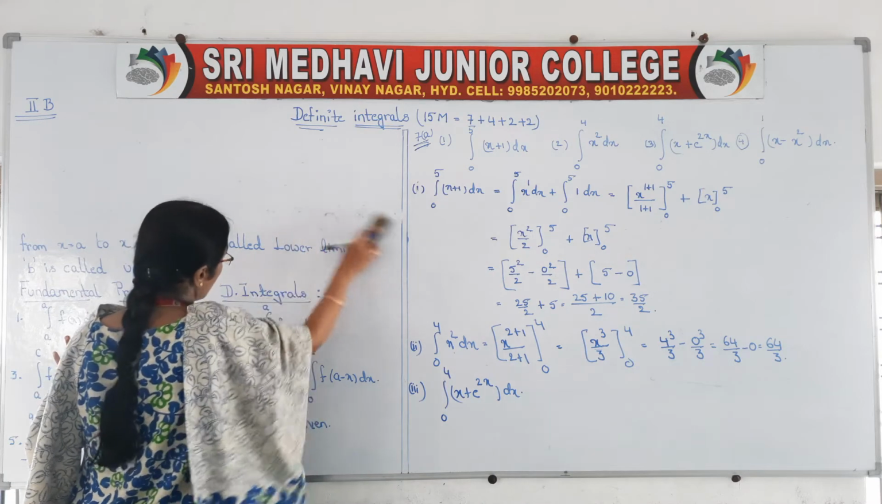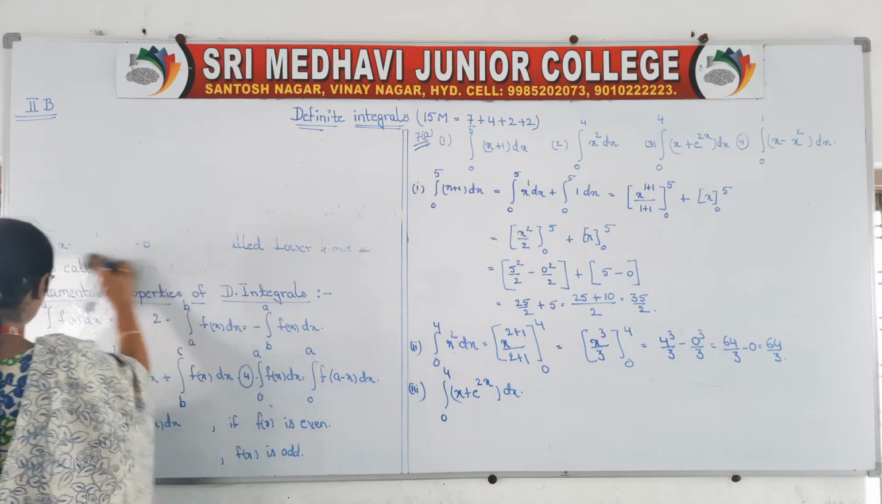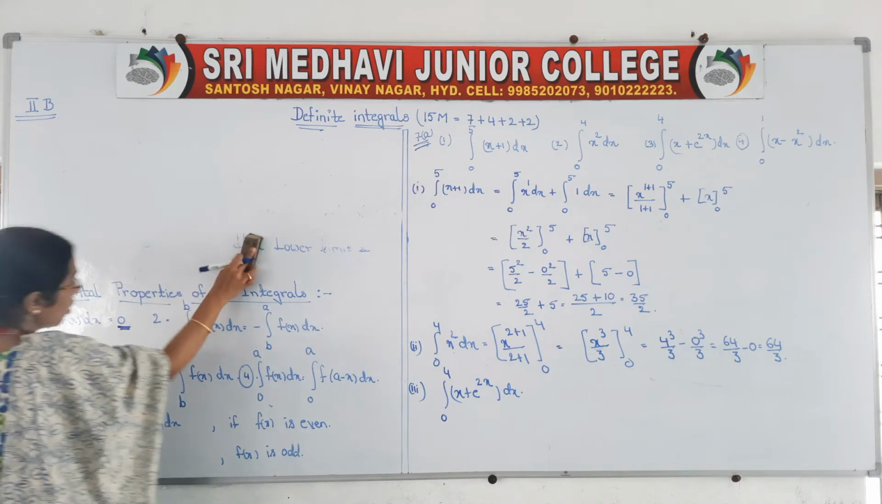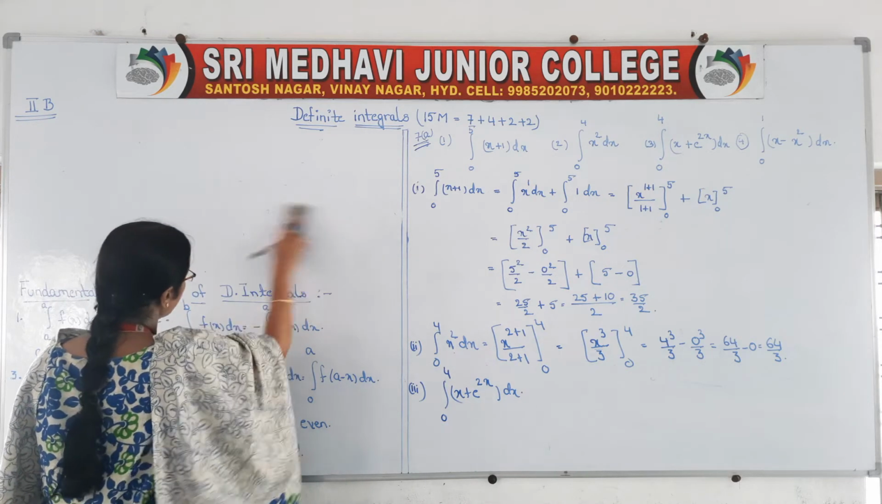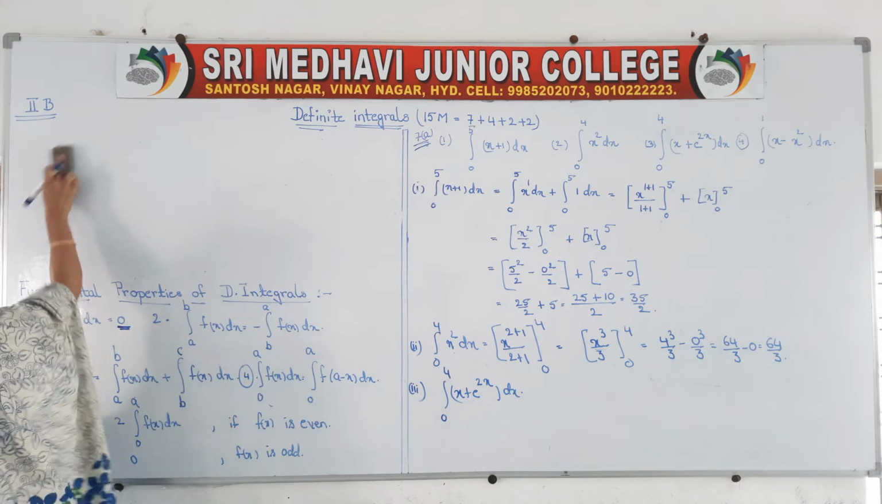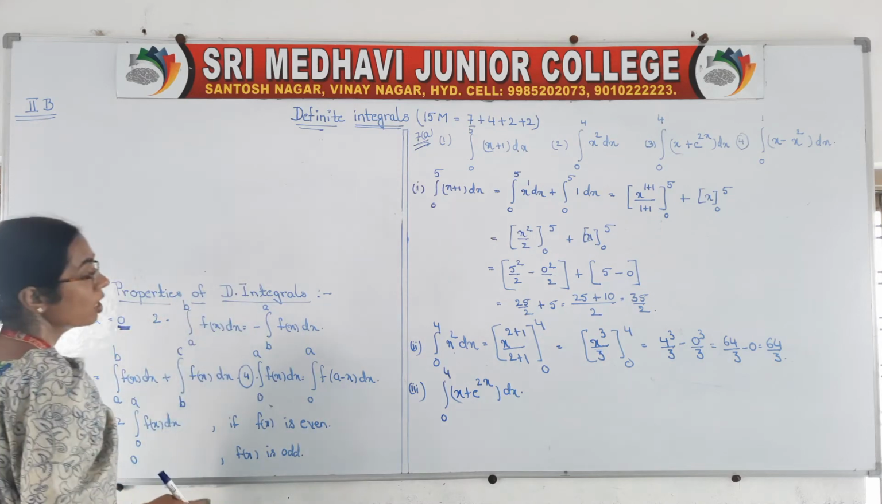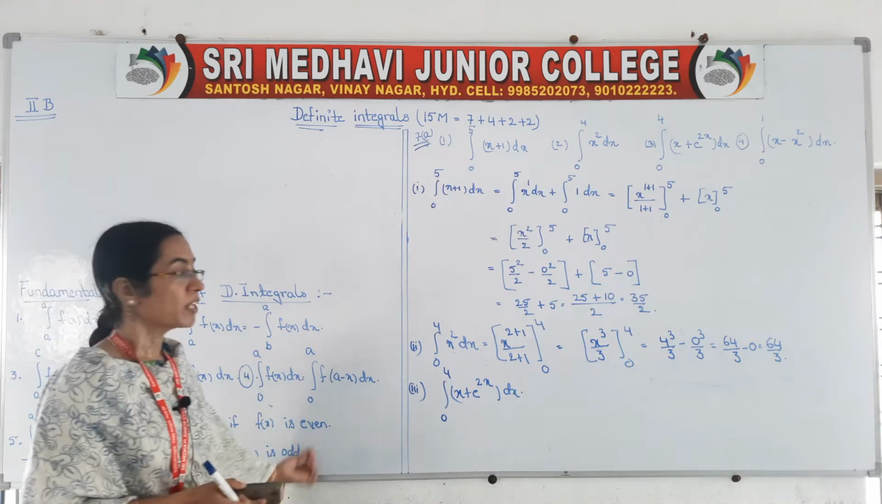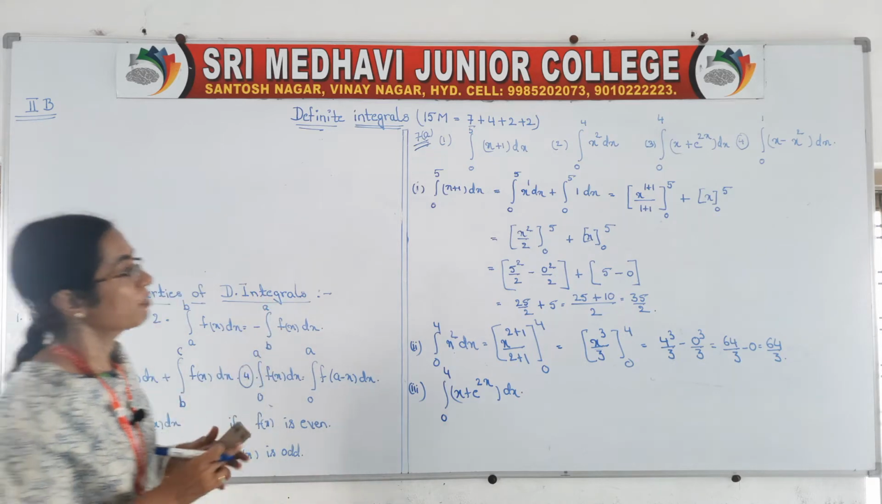That's why if we apply the bounds, we will get a definite value. That's why it is called definite integral. In the previous one, it is indefinite, which means for each value we will have plus c, plus c, plus c.